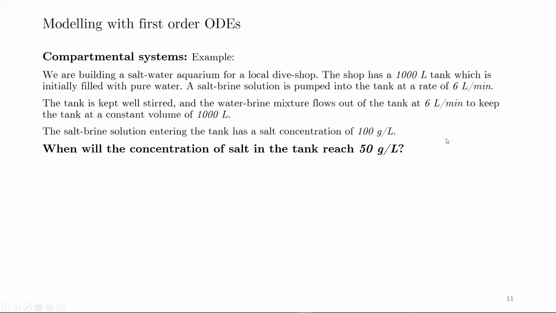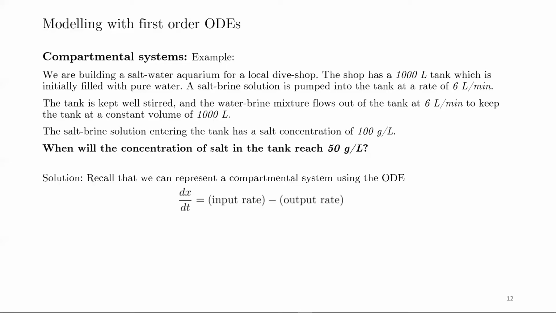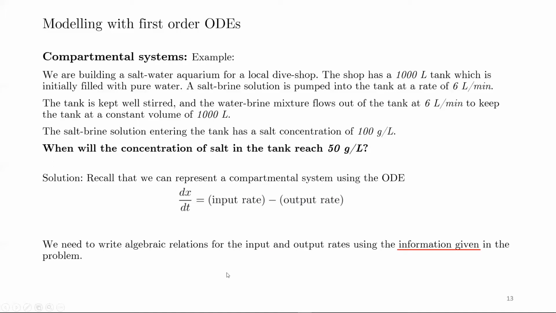Okay, so this is a classical compartmental system model. We have a tank, we're pumping something in, and we're taking something out. So we're going to recall that we can represent our compartmental systems model using the ODE dx by dt equals the input rate minus the output rate. And so we need to write algebraic relations for the input and output rates using the information given in the problem.